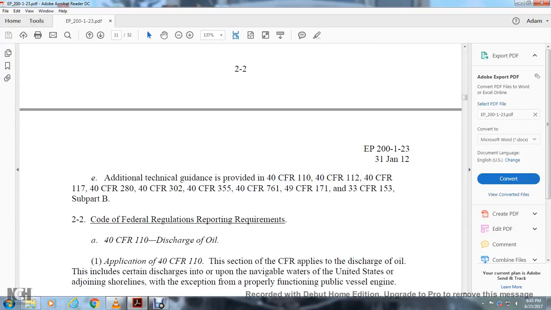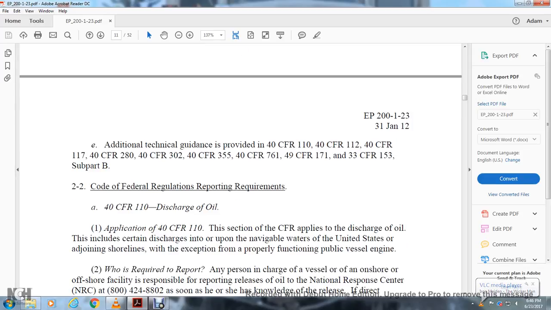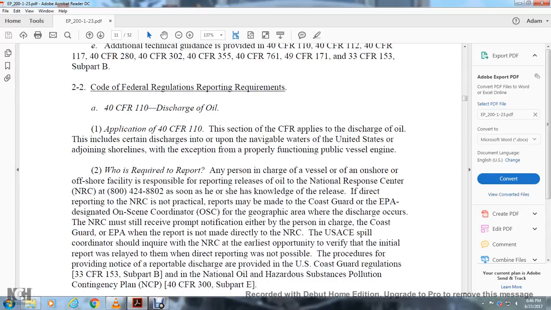Additional technical guidance is provided in Title 40 CFR 110, 112, 117, 280, 302, 355, and 761, Title 49 CFR 177, Title 33 CFR 153, Subpart B. Code of Federal Regulations reporting requirements, Title 40 CFR 110, Discharge of Oil. The application of this section of the CFR applies to the discharge of oil, including certain discharges into and upon navigable waters of the United States and adjoining shorelines, except from a properly functioning public vessel.